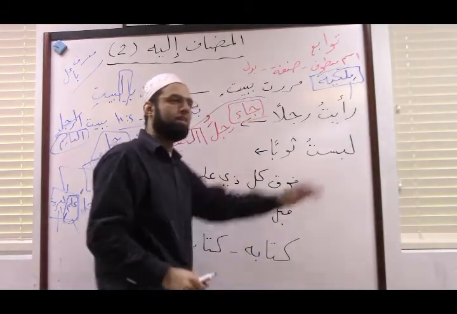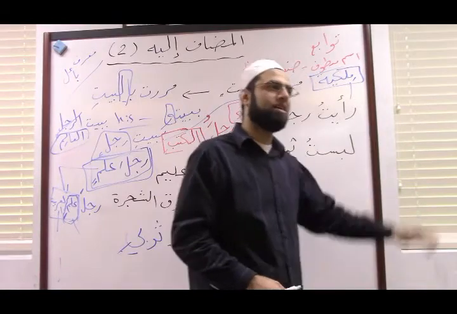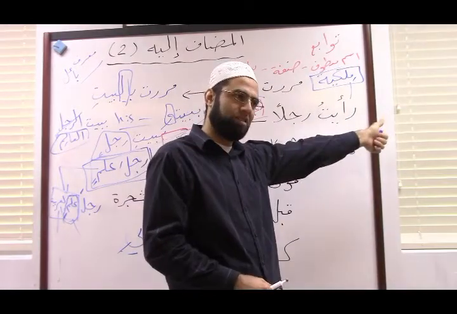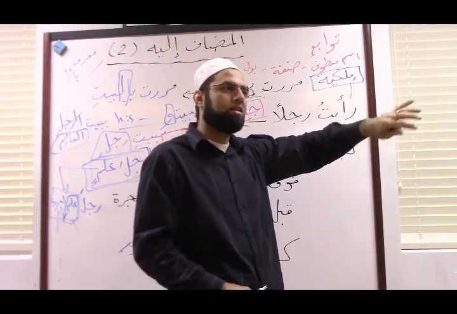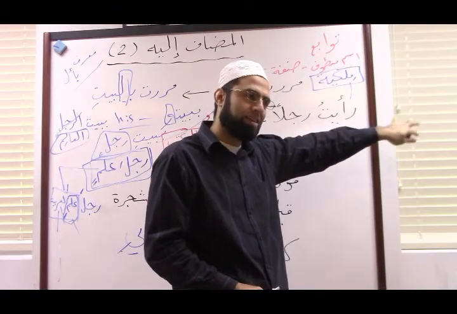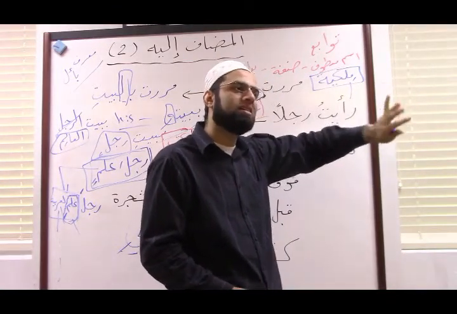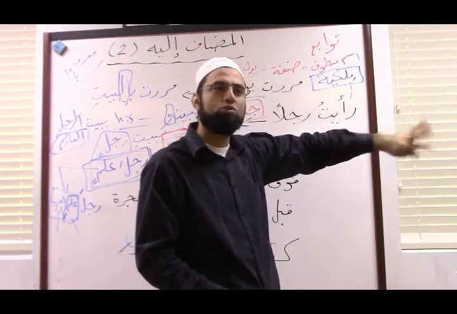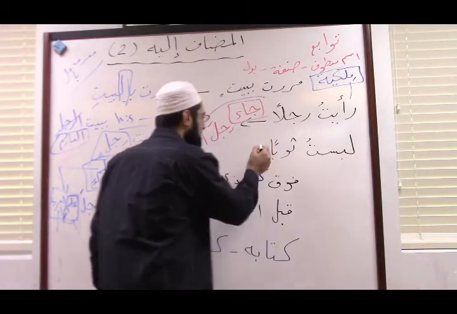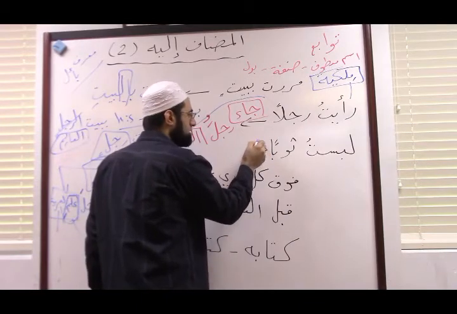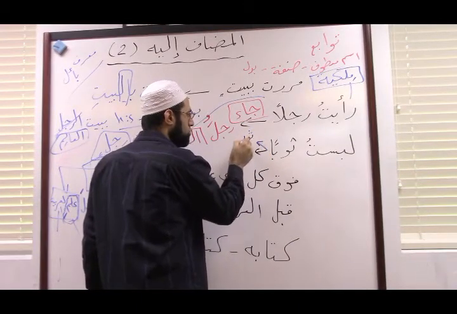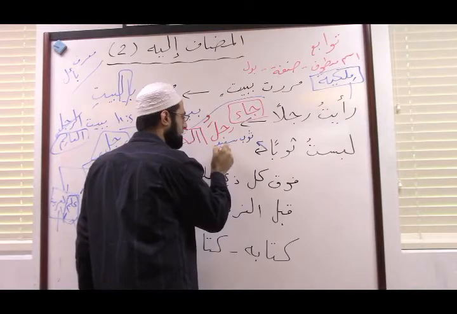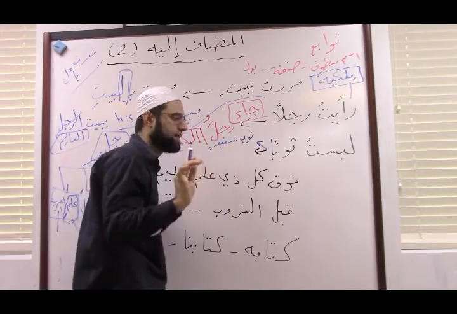If you want to say someone's thawb, you can say ثوب الرجل or ثوب سعيد. Sa'id is a name of a friend. The thawb of Sa'id. So we have some options, but that's not what I'm looking at. But you can do this: ثوب سعيد.